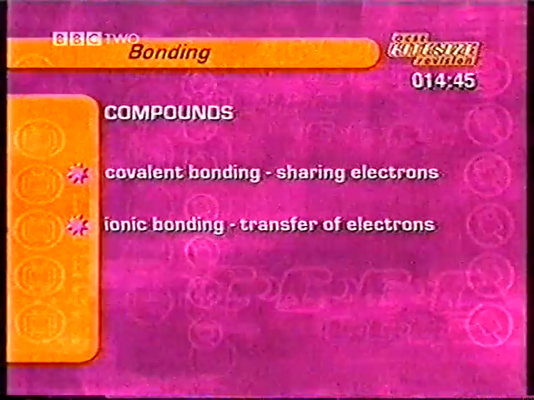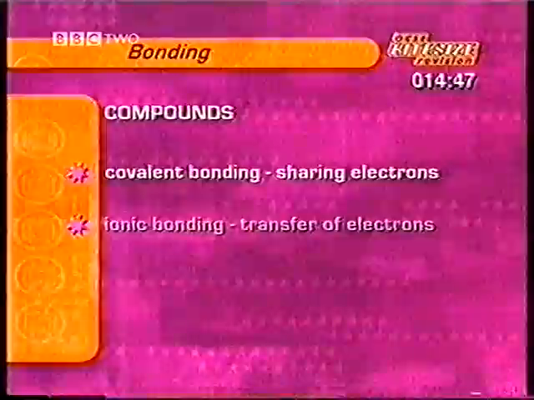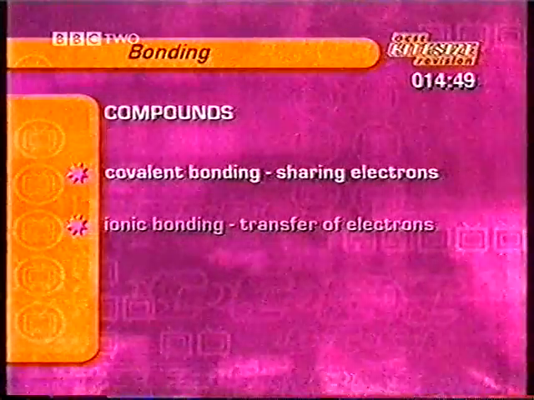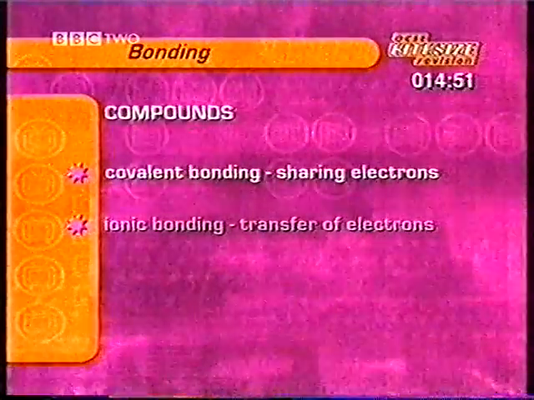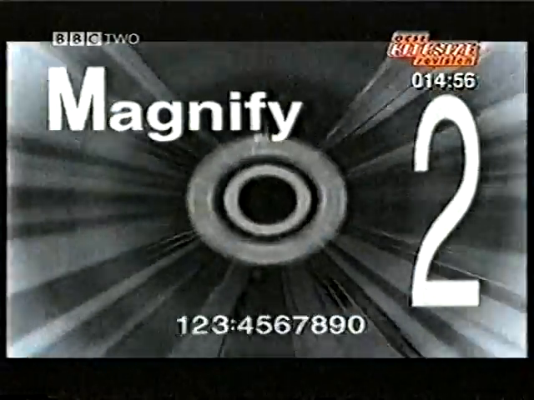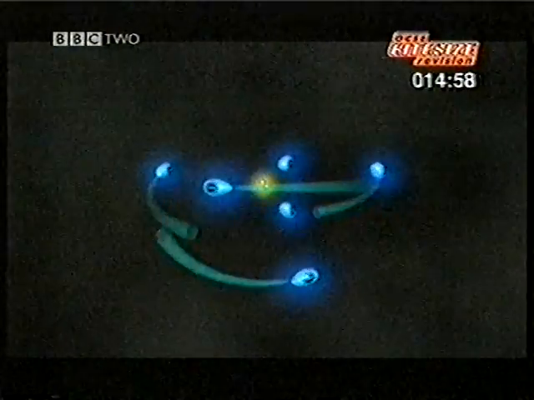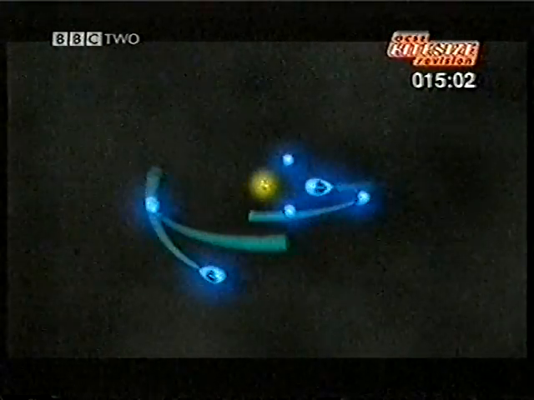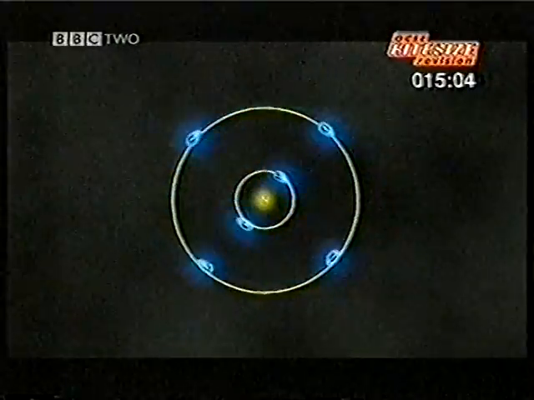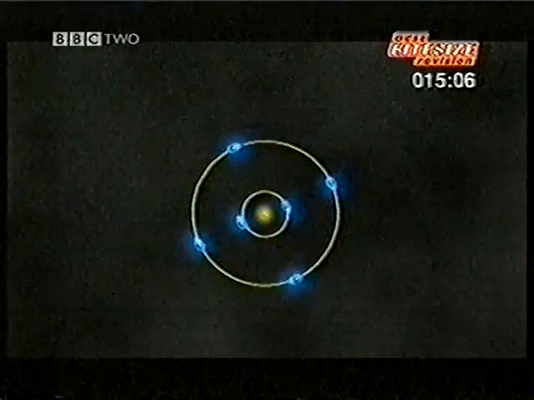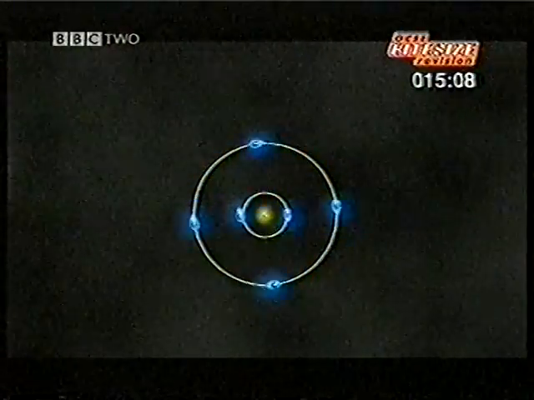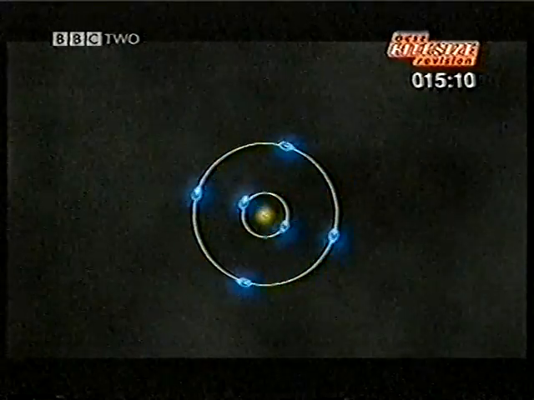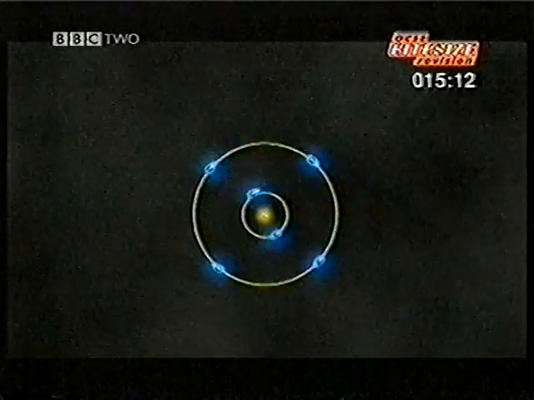Next, covalent bonding, which involves the sharing of electrons. Carbon is the king of covalent bonding. Look at a single carbon atom, and there are 6 electrons orbiting the nucleus. This means that only half the outer shell is filled. Carbon is some way off achieving stability. It needs 4 electrons from somewhere.